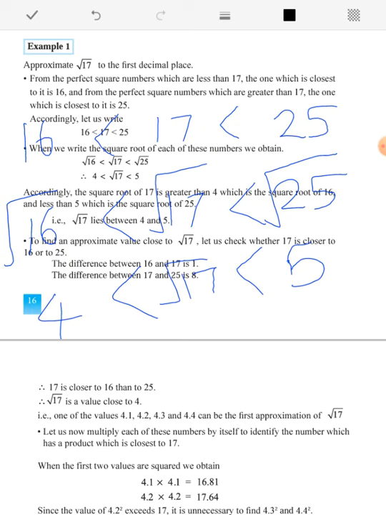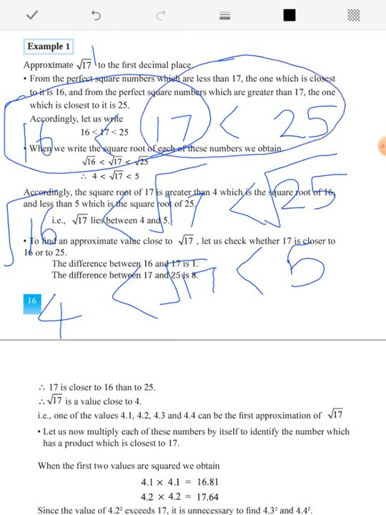Next step, you have to check whether 17 is closer to 16 or 25. When we check, the difference between 16 and 17 is 1. The difference between 17 and 25 is 8. So 17 is much closer to 16 than 25. So let's start from 4.1. That is the first decimal.